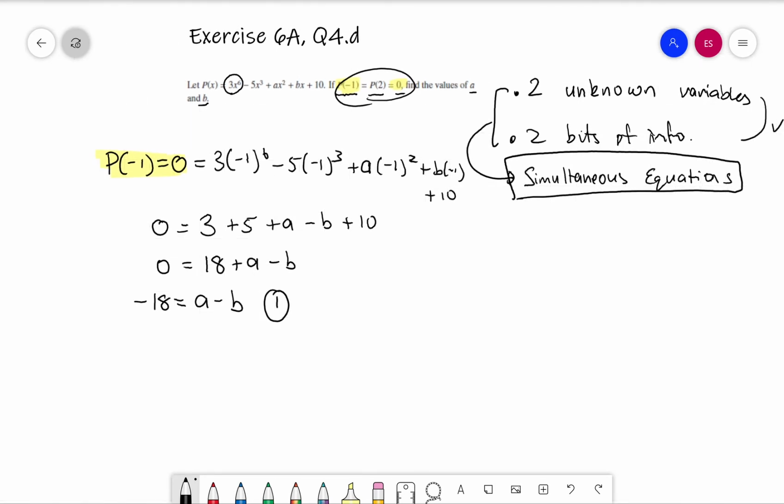Now let's look at p of +2. We know that's equal to 0. And we do the same thing. We just sub in 2 where all the x's were.